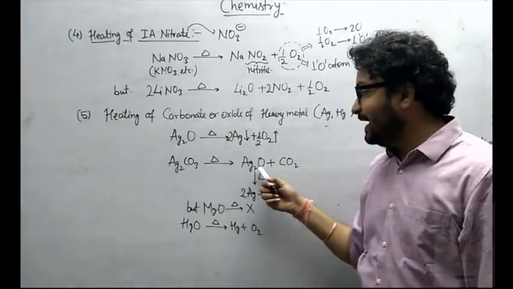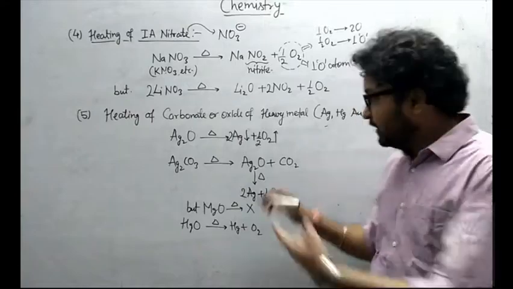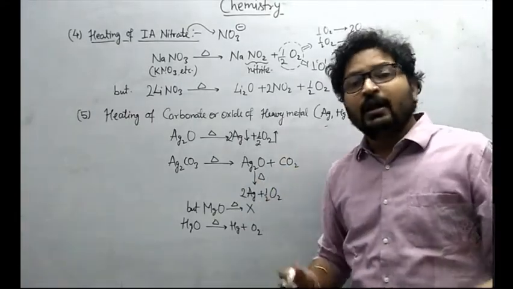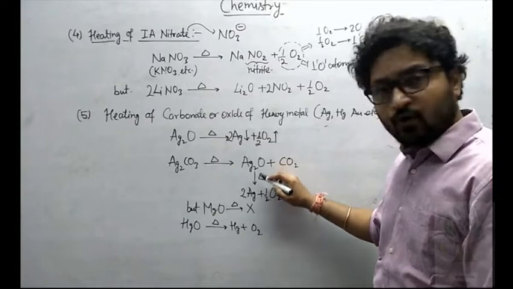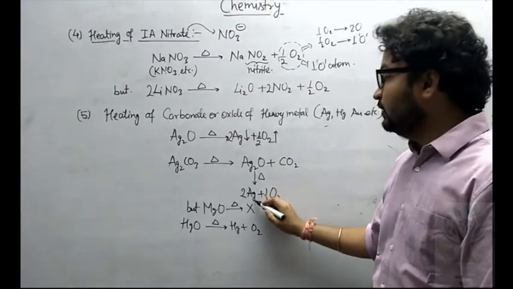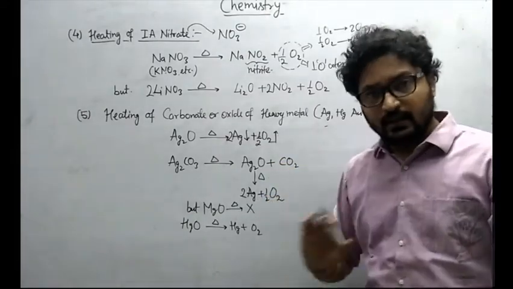You will get at first Ag2O and CO2. But what if I heat Ag2O also? Upon strong heating, Ag2O will further give you 2Ag plus half O2. Are you getting this thing?